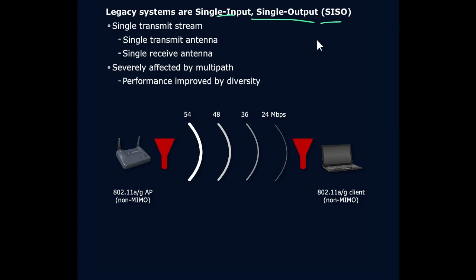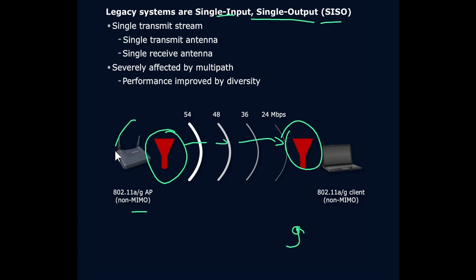input, single output. Now, when we have, let's say, an 802.11g client, like we see over here, and an 802.11g access point, they are able to communicate from one antenna to another. In other words, we're going to be, again, having a single input and a single output. We input this signal, we output it on the other end. That's it. We have a transmitter, we have a receiver.